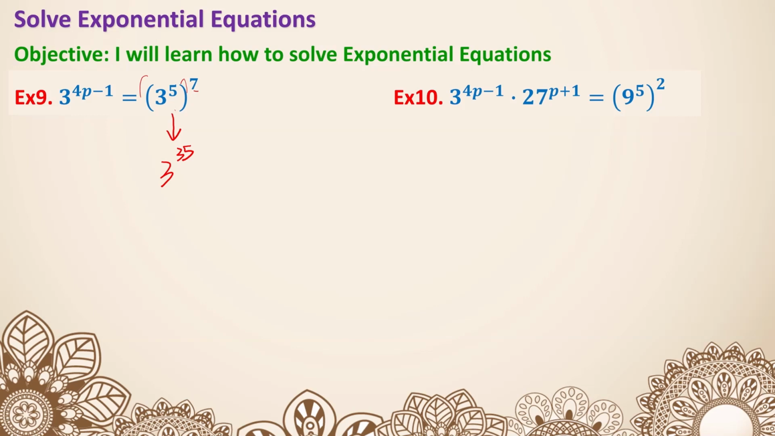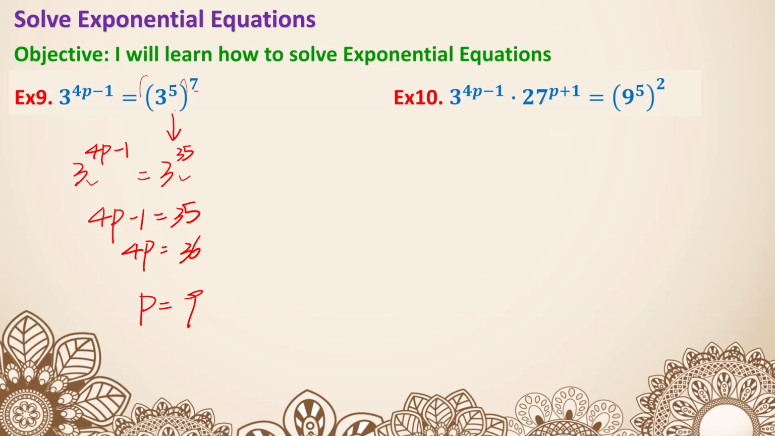We're multiplying the exponents. The left side is 3 to the 4p minus 1. Same base. So 4p minus 1 equals 35. 4p equals 36. So p equals 9. That is example 9.